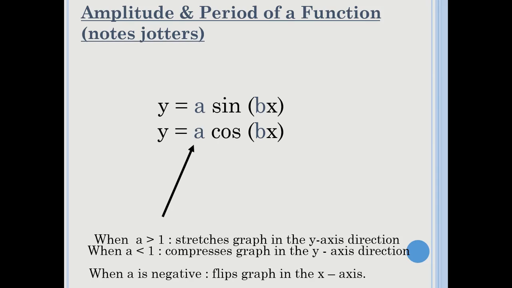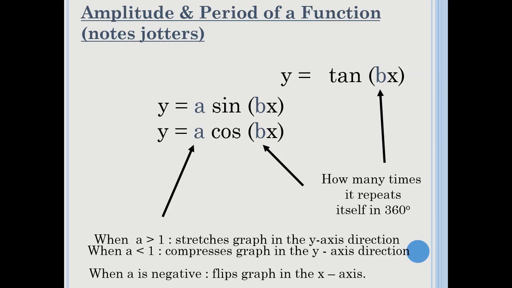We don't have an a in front of the tan graph because it has no maximum. We can, however, put the b in with the tan equation. And the b is going to tell us how many times it repeats itself in 360 degrees.